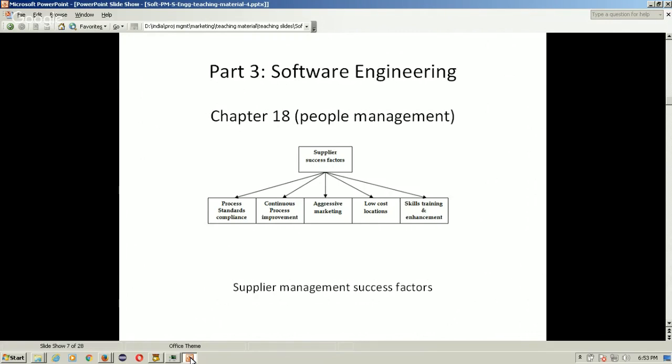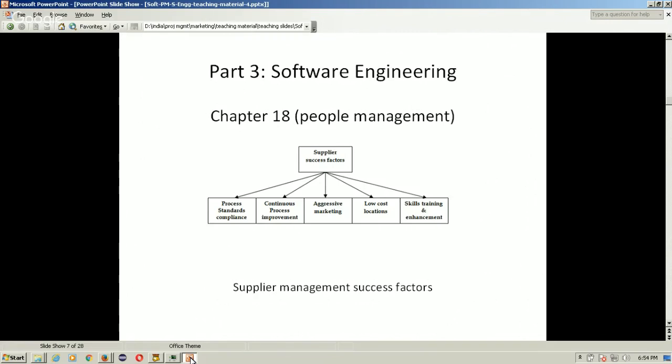And then aggressive marketing. The supplier must market aggressively so that it can acquire projects, and the supplier can survive in the market. Then low cost locations. The supplier must have some low cost locations so that it can offer its services at the lowest cost possible, and this helps the supplier to win projects from their customers.